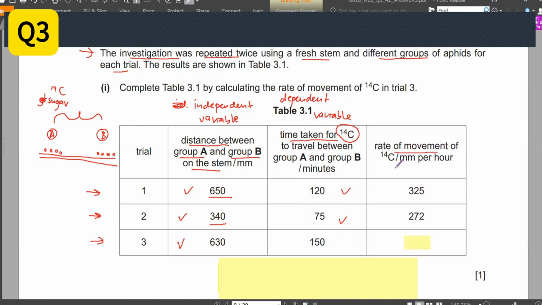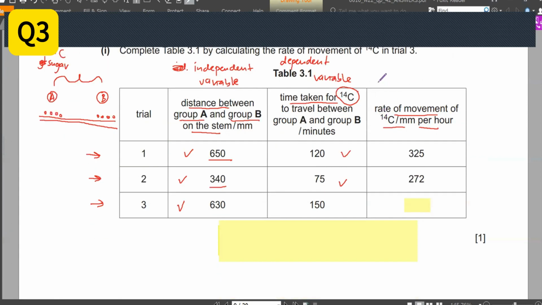The rate of movement of the carbon-14 is in mm per hour. So we are talking about how much sugar travels across the stem per hour, how fast it is moving: distance per time, mm per hour. For trial number 3, the first 2 are calculated and provided for us. For number 3, we need to calculate by ourselves, based on the information given.